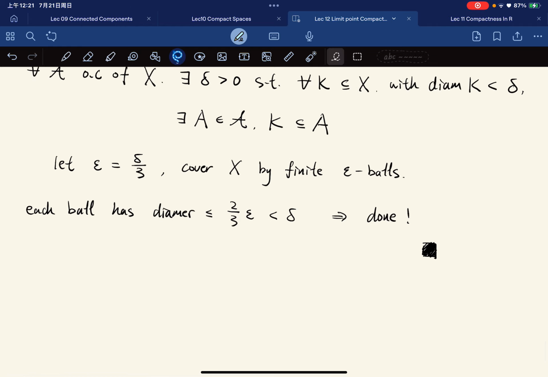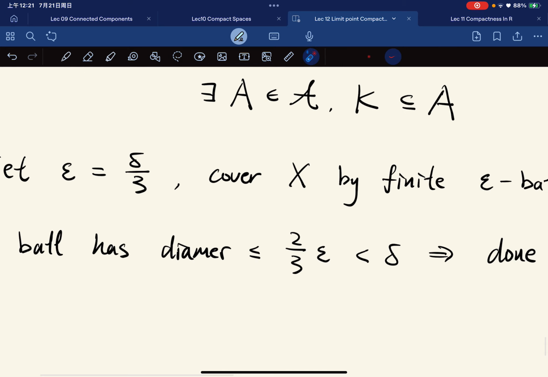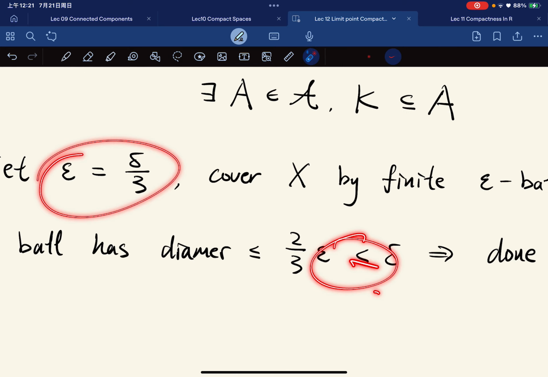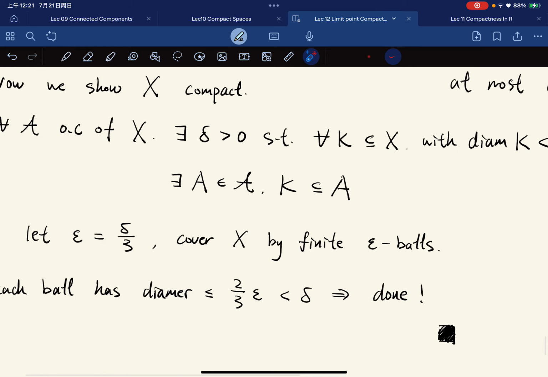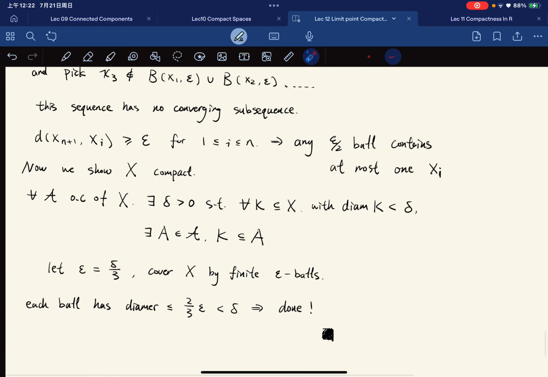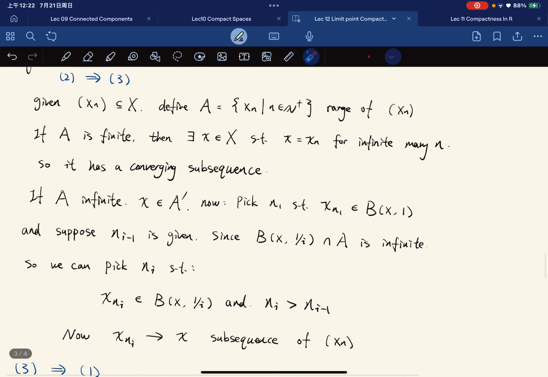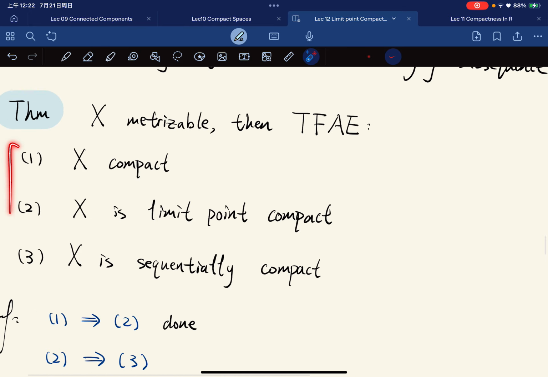Anyways, we construct this to get this inequality. The diameter is less than delta, so each epsilon ball is contained in a single element of the cover. But X is covered by finitely many of these balls, so it is covered by finitely many of the A. So we're done. This is the theorem. Remember it: compact, limit point compact, and sequentially compact are all equivalent in metrizable spaces. Okay, I'll see you guys next time.